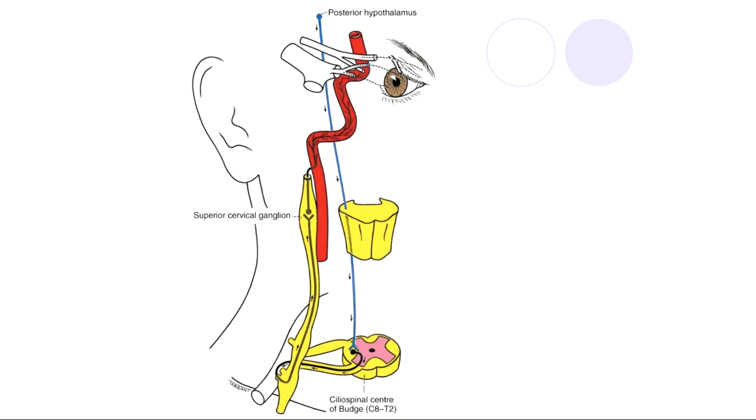So here we have a pictorial. So we said the first order neuron starts in the posterior hypothalamus, and it courses to the ciliospinal center of Budge-Waller at C8 to T2. Then second order neurons, it's going to travel from here to the superior cervical ganglion.